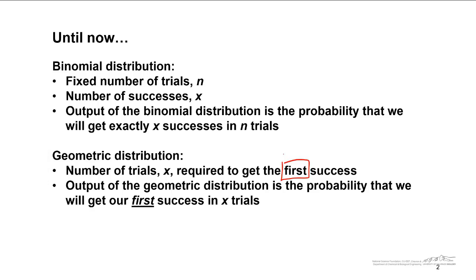So now we're going to extend the geometric distribution, and instead of the first success, we're going to consider getting r successes. Using the negative binomial distribution, we're going to be able to answer questions like, what's the probability that we will require 10 trials in order to get 3 successes? What's the probability that we will require 8 trials to get the first 4 successes? So let's take a look at an example.